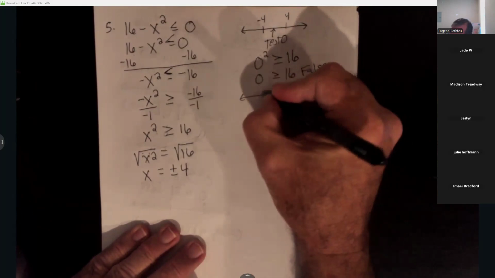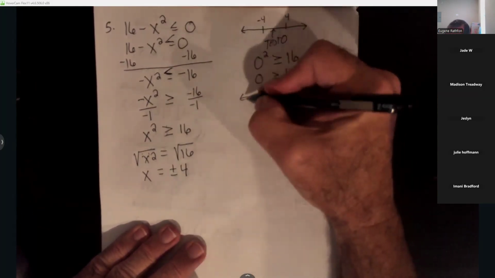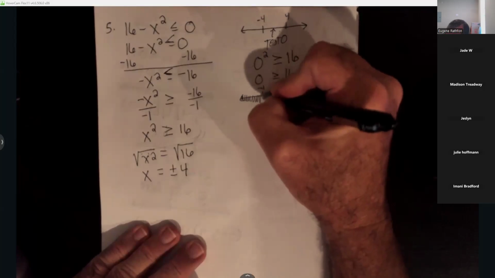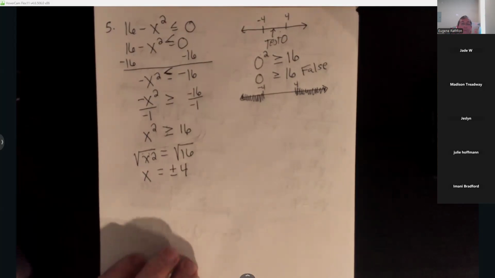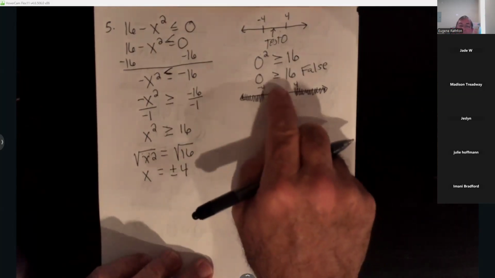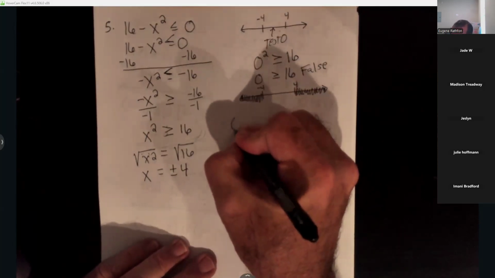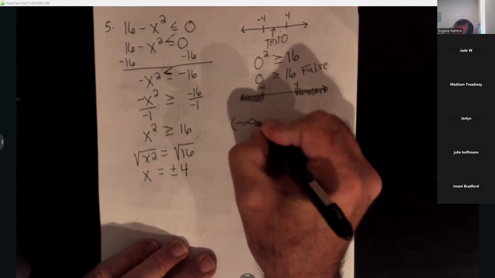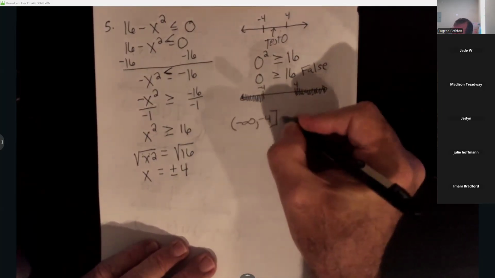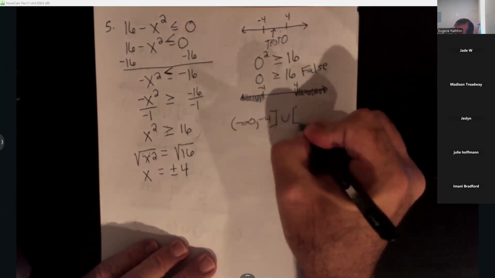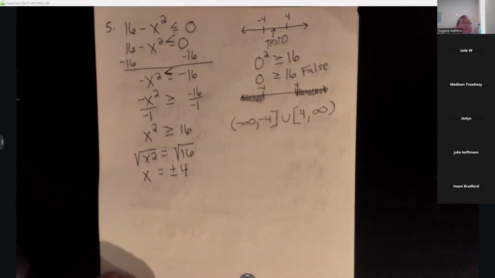So since that's false, where 0 was located, I would shade the outsides. Okay? So let's see my interval. We'll have brackets because of the equals. Now, infinity, like we said, always has the curves. But at -4, you'll use a bracket, union, bracket from 4 to positive infinity.